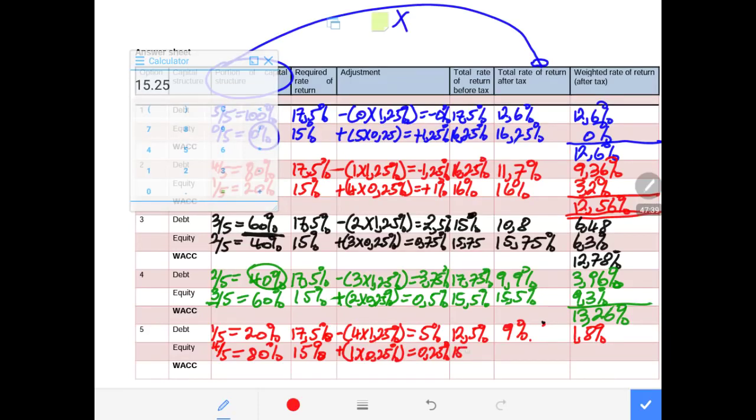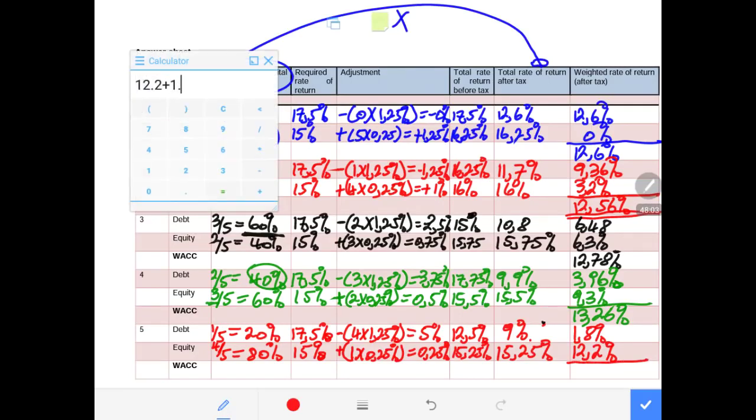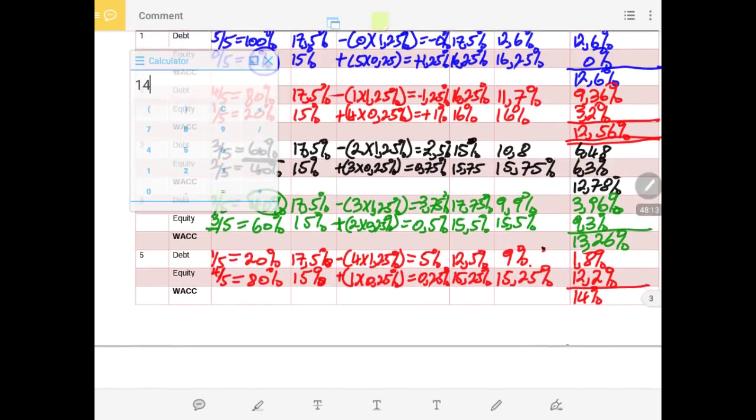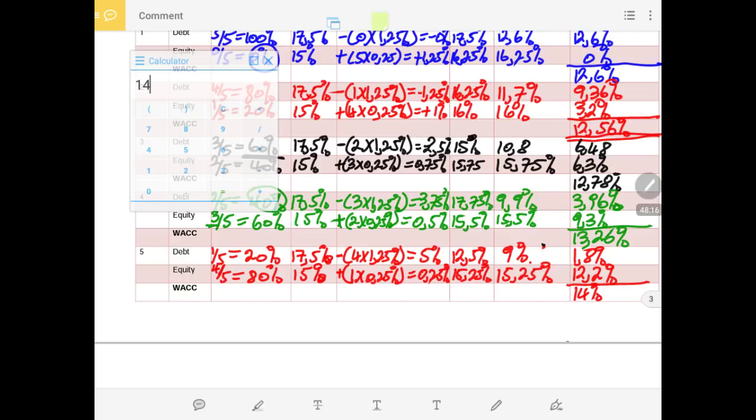15.25%. That is 15.25%. Remember, after tax it remains the same, 15.25%, because this does not attract tax. Therefore, this leads us to 12.2%. And that 12.2% plus 1.8 gives us 14%. Still higher, more than 12.6 that I identified previously.